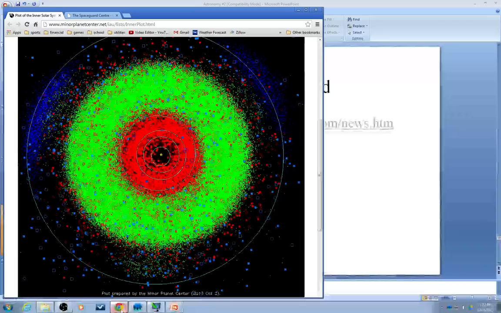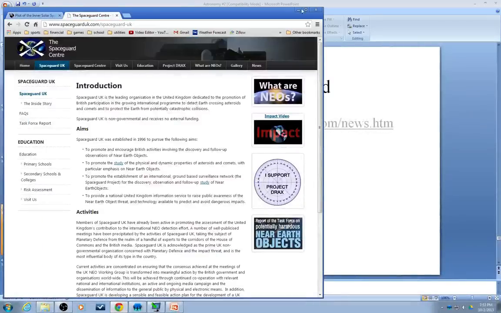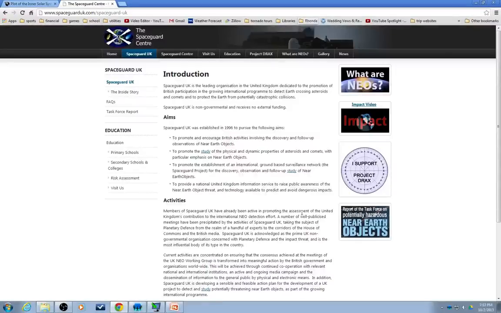So what are we doing to try to prevent these things from hitting the Earth? Well, we are definitely doing some things. Space Guard is a UK site, and they are, as it says, the leading organization in the United Kingdom dedicated to the promotion of British participation in the growing international program to detect Earth-crossing asteroids and comets and to protect the Earth from potentially catastrophic collisions.